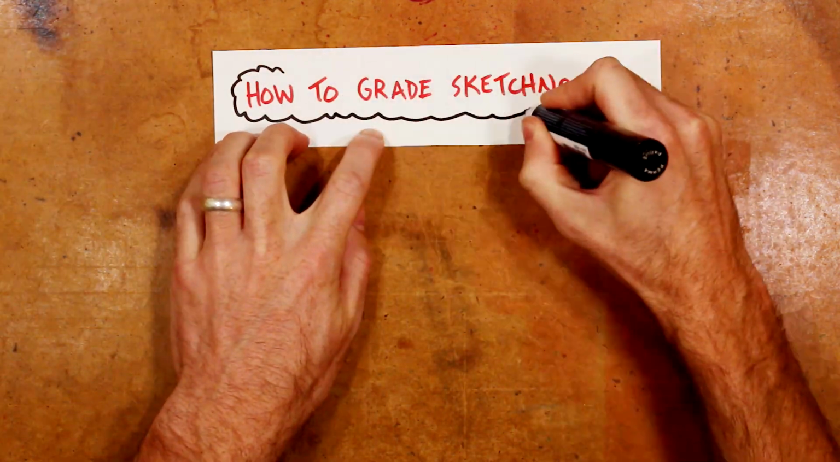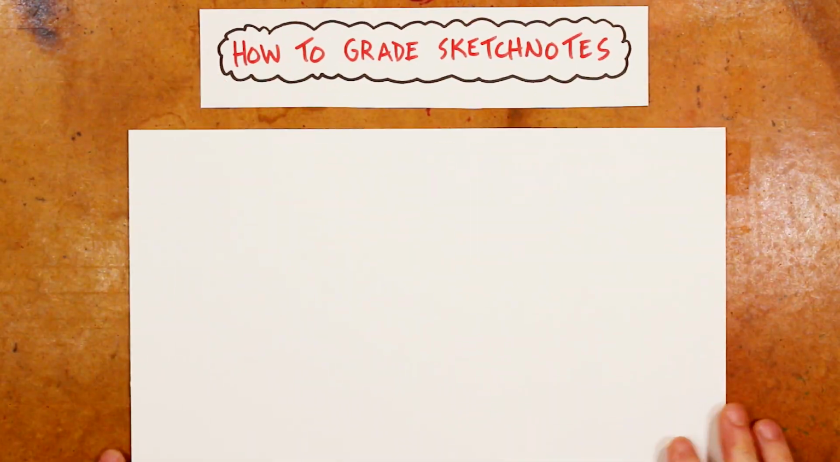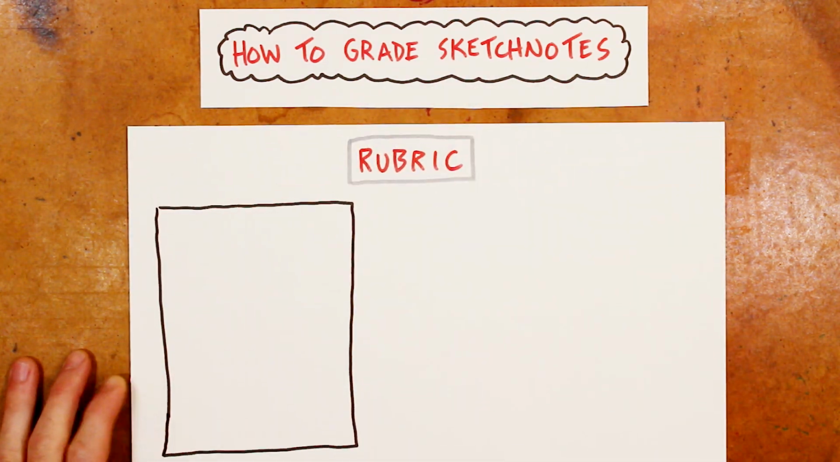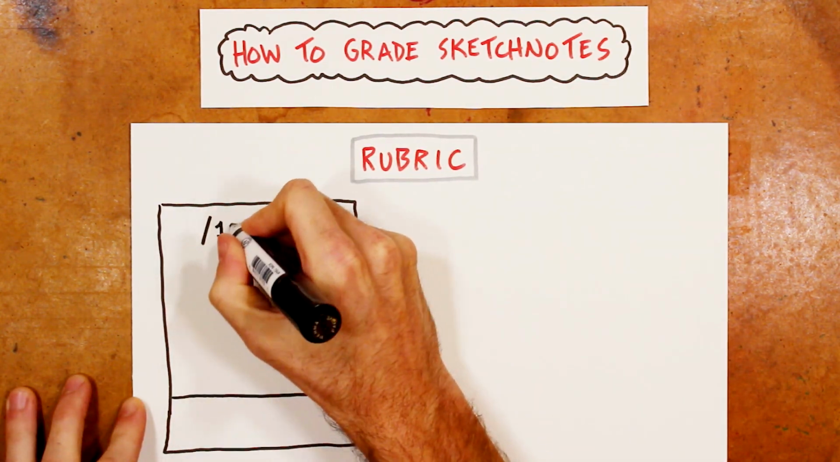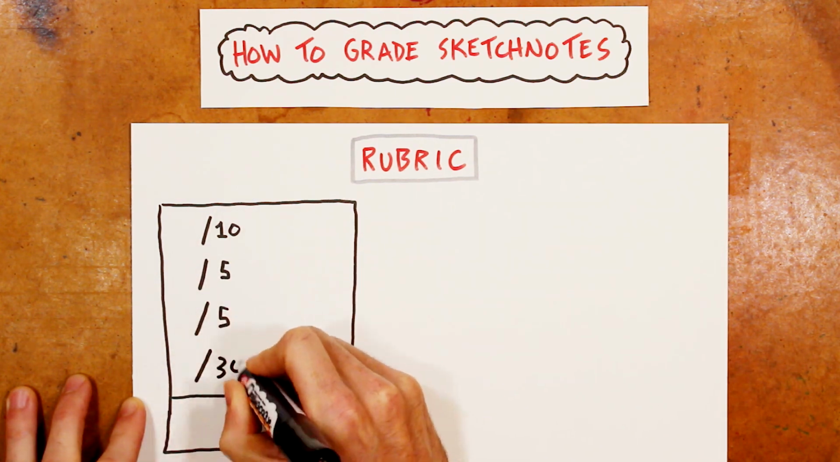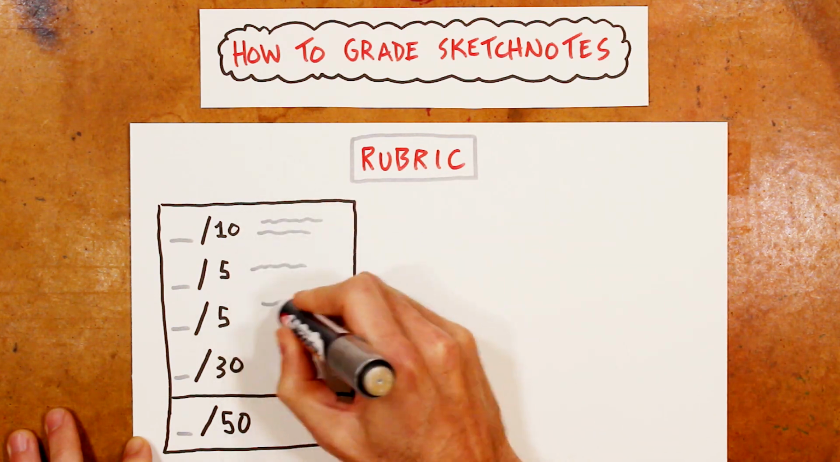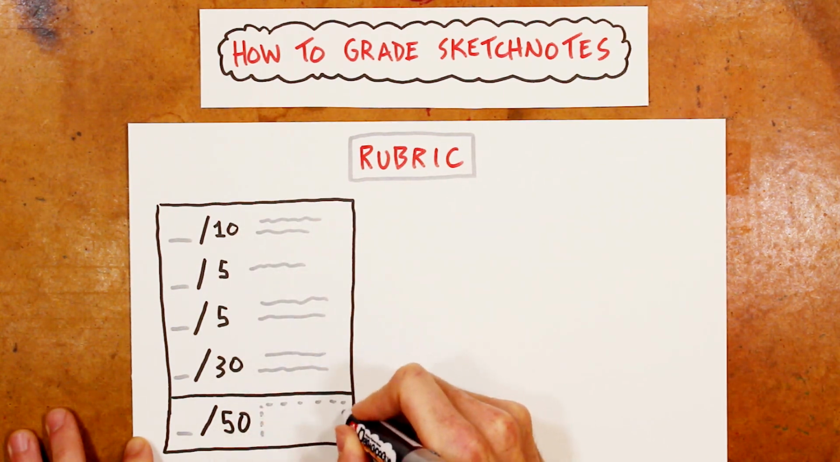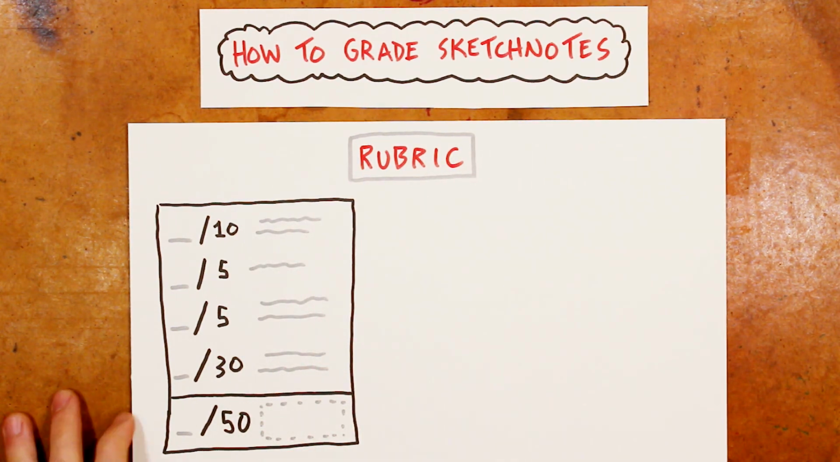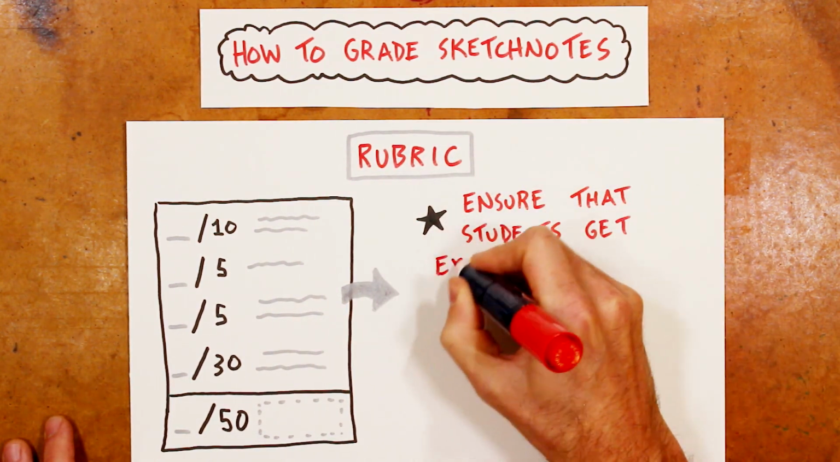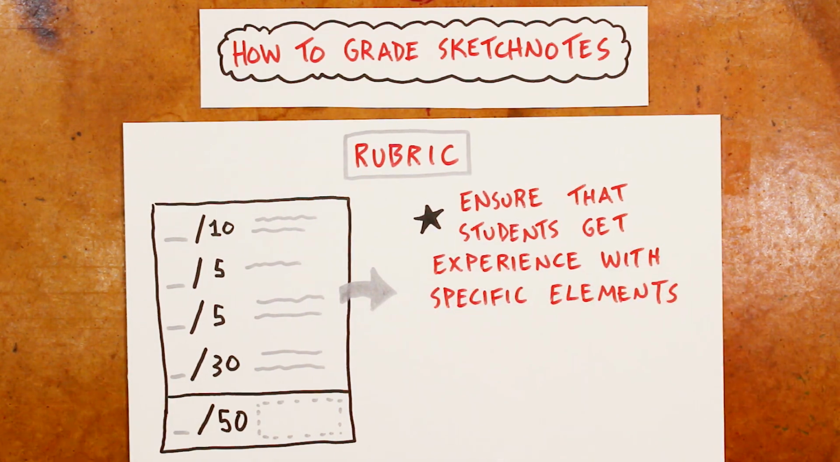I'll be sharing a few options that you might consider, starting with a simple rubric. For a specific sketchnoting session, you might identify 4 or 5 things that you want students to focus on while taking those notes, and to help students focus on them, you can assign them point values, so long as it's clear what you'll be scoring them on. The benefit of this approach is that, one, it ensures that students get experience with specific sketchnoting elements, with the hope that they find out that some of those elements are really helpful to them.